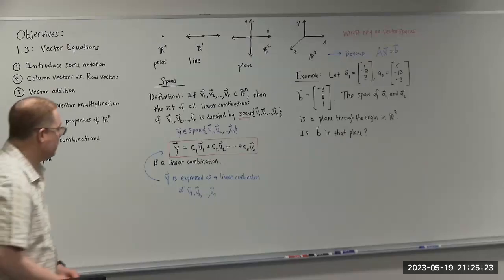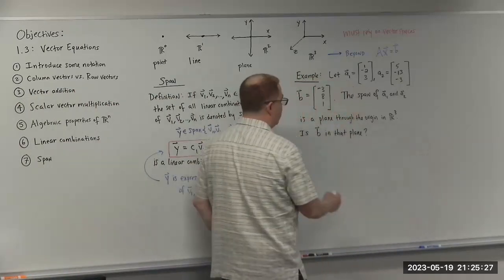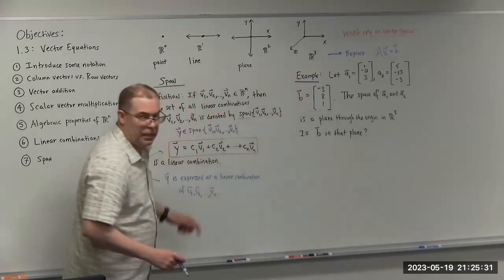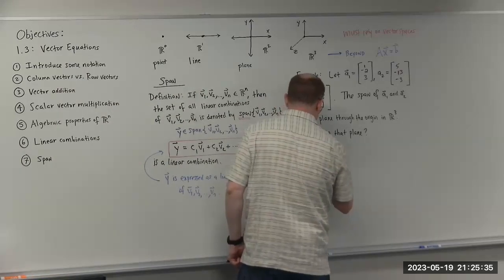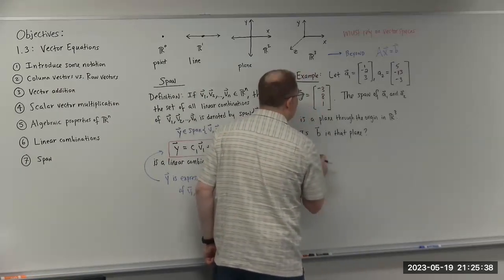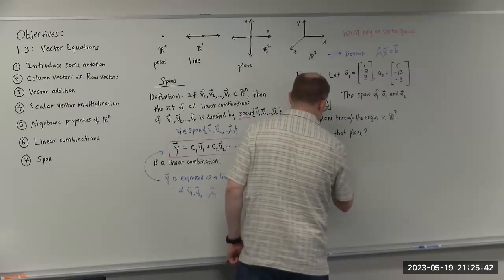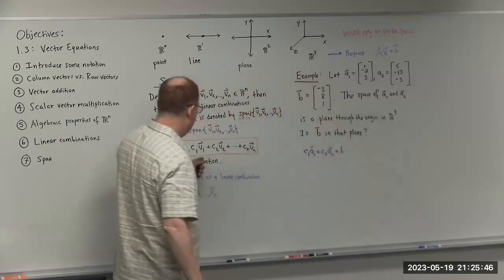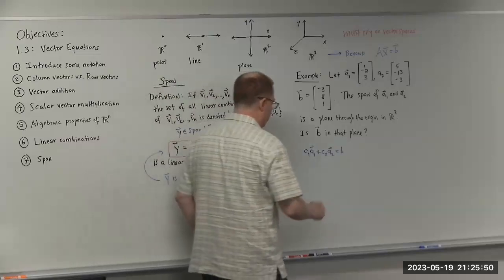Okay, so this is what we're trying to solve. Can we find the values of C1 and C2? We have C1 times A1 plus C2 times A2 equals the vector B. Again, I'm using A1 and A2 here, and it doesn't matter what the letters are. Those are vectors.